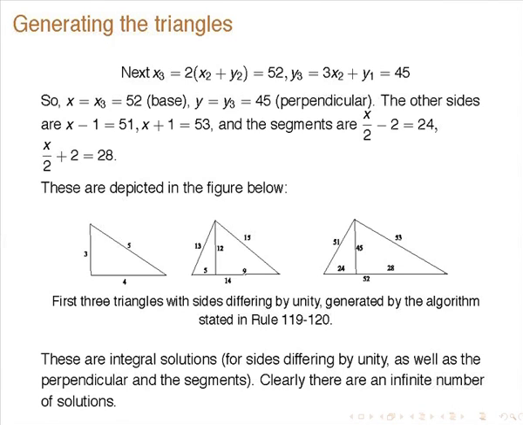So, one of the segments is 0 here. So, 3, 4, 5, it will not collapse, sorry, it is just that one segment is 0, that is all. It is a valid right angle triangle. Next, this triangle 13, 14 and 15, from that you will get 51, 52, 53 with these as the perpendiculars and all that. So, these are integral solutions for sides differing by unity as well as perpendiculars and segments. So, clearly there are an infinite number of solutions. This is the kind of nice tricks that he does.